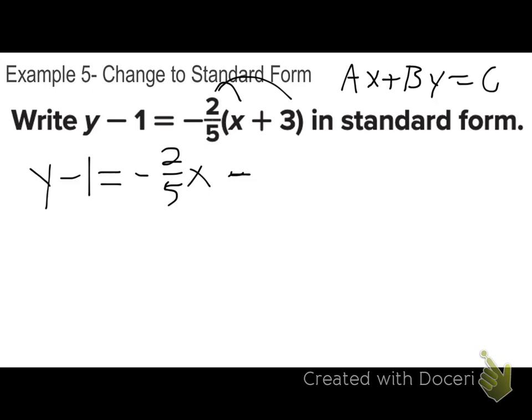Negative 2/5 times 3, not negative 2. Negative 2/5 times 3 is negative 6/5. We okay with distributive property? Okay, where would you guys go from here?